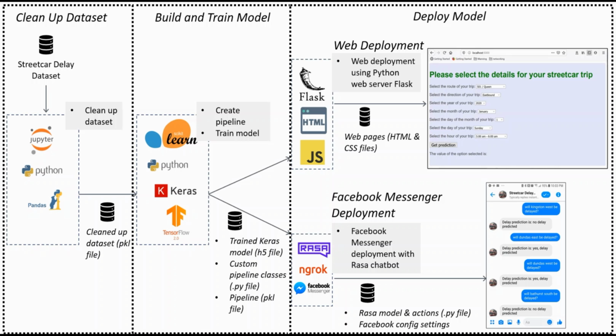These are fed into the deployments on the right. First, the web deployment. This takes advantage of Flask, a Python web serving library, HTML, and JavaScript. On the bottom right is the Facebook Messenger deployment, which takes advantage of the Rasa chatbot framework, ngrok, and Facebook Messenger. And on the extreme right, you see the result. The trained deep learning model served in a web application or a Facebook Messenger app.